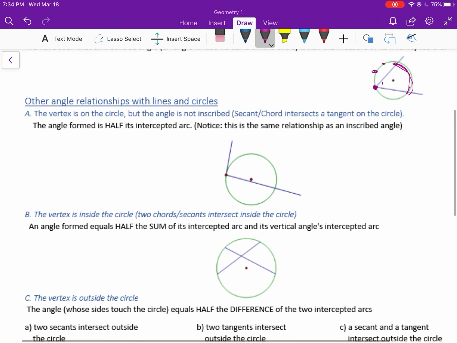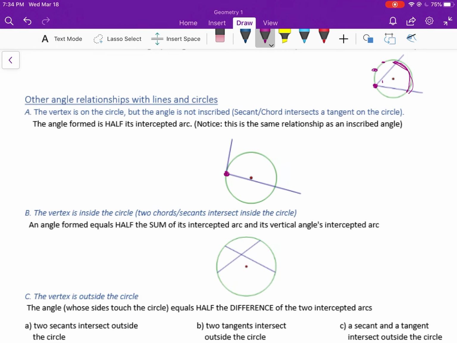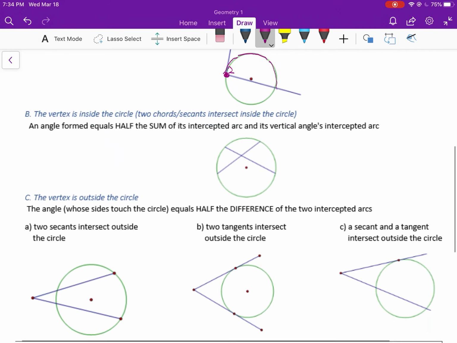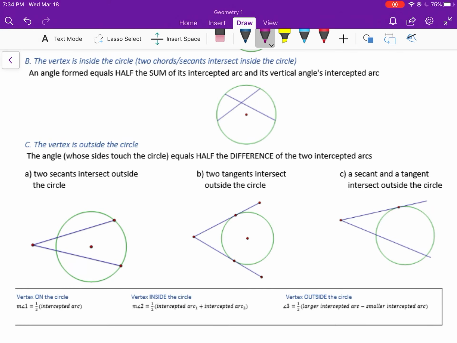There are some other angle relationships, so there's the one we just mentioned. It's on the circle, so this angle, let's say angle 2, will be half of its intercepted arc. Now we have two other situations here. First one is when the angle is formed inside the circle. So here we have actually four angles. We're just going to discuss one of them, but this rule holds true for all of them. So let's say this is angle 1. An angle formed inside equals half the sum. So the measure of this angle is half the sum of its intercepted arc.